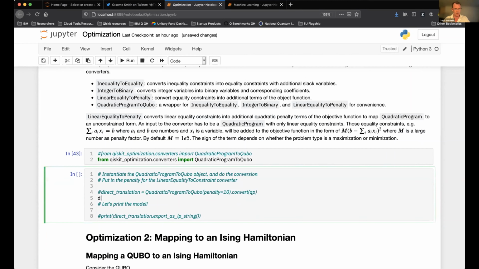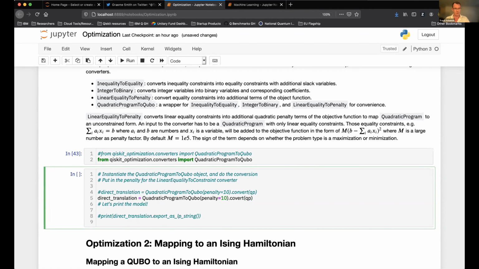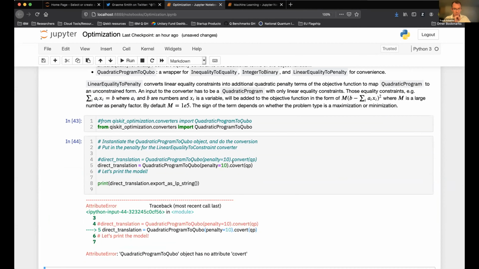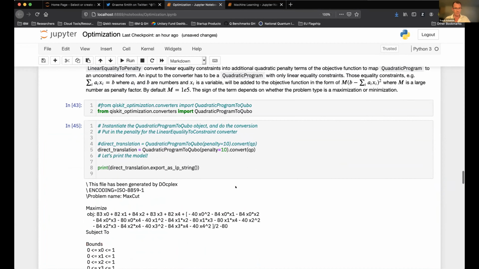We're going to say, I gave this a very bad name in retrospect, but the translated version of our quadratic program to a QUBO I'll call direct translation. Take quadratic program to QUBO. We'll set the penalty to be 10. We'll play around in a moment with what it looks like if we change the penalty. And then we actually do the conversion. It has this convert method that converts the quadratic program, and we get back a version of that optimization problem where we don't have that constraint. I'll go ahead and print that.